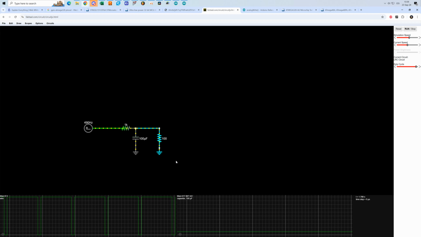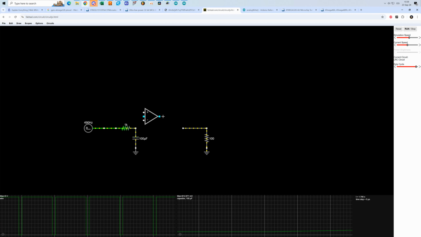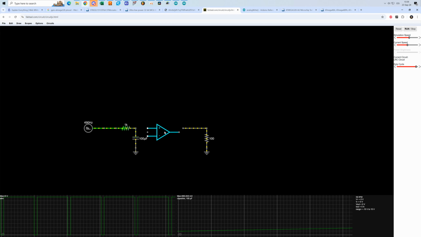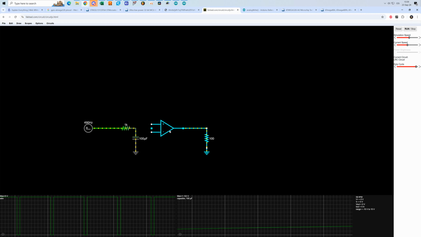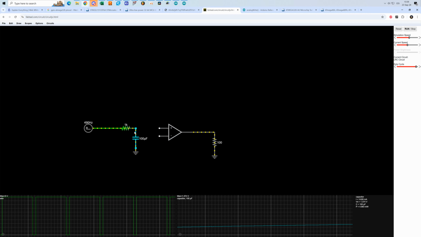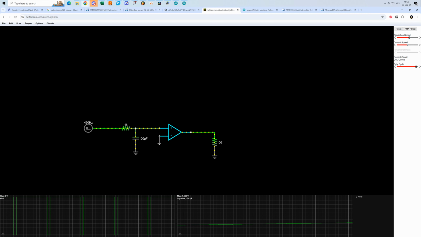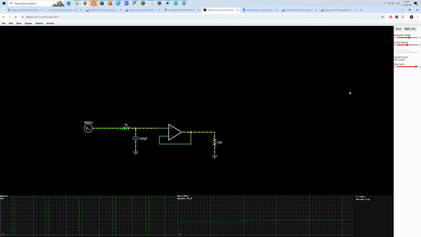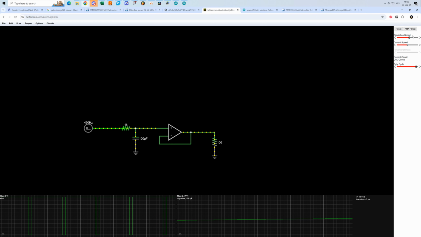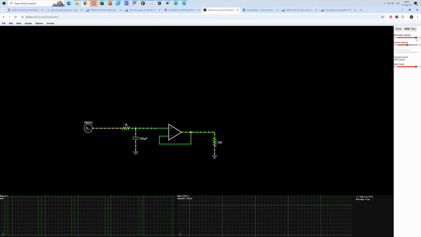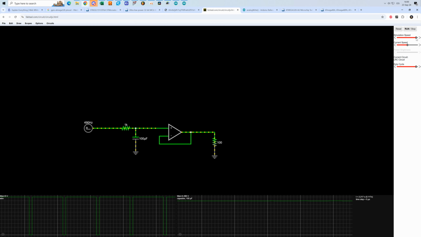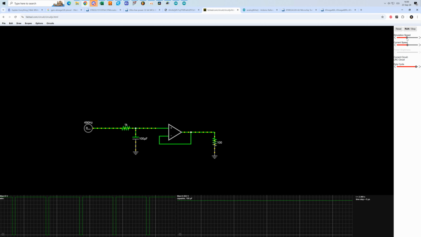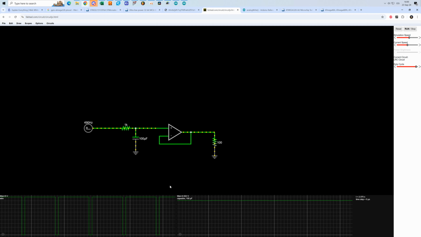So what we could do is add an operational amplifier and create a buffer again. So let's create a buffer just like so. And let's speed up the simulation so that the capacitor settles. There's a big value of the capacitance, so let's speed it up. And now the circuit is loaded.